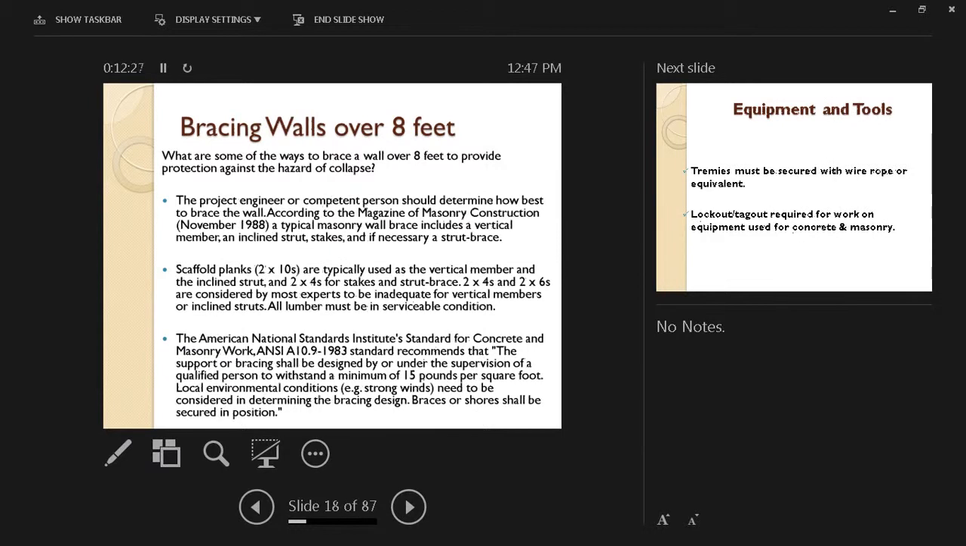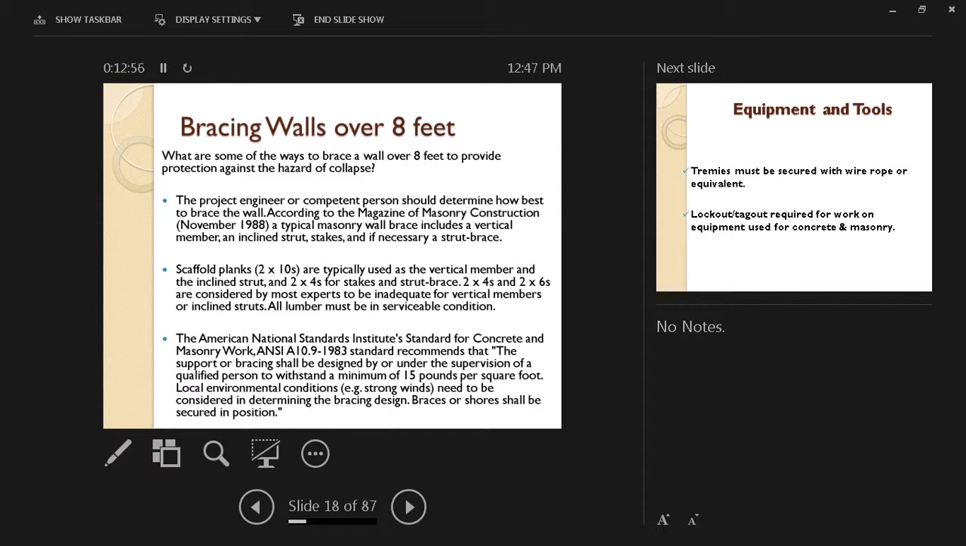If a wall is over 8 feet in height, what are some of the ways to brace a wall over 8 feet to provide protection against the hazard of collapse? The project engineer or competent person should determine how best to brace the wall. According to the Magazine of Masonry Construction, a typical masonry wall brace includes a vertical member, an inclined strut, stakes, and if necessary, a strut brace. We're going to see a picture that illustrates this concept.